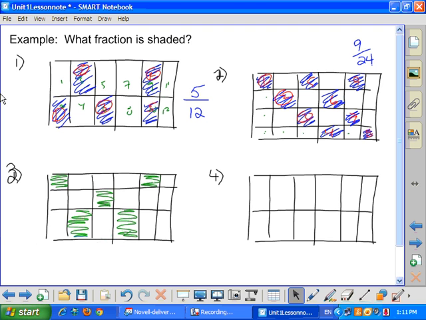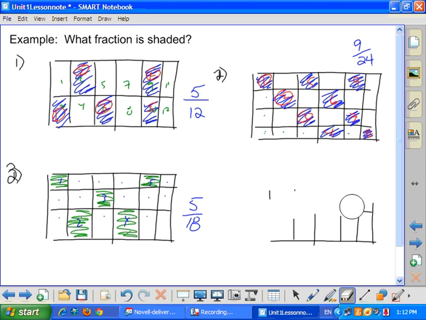Okay, so again, counting up the pieces, 1, 2, 3, 4, 5, 6, 7, 8, 9, 10, 11, 12, 13, 14, 15, 16, 17, 18 pieces in this case. How many are colored in? 1, 2, 3, 4, and 5. All right, and we will leave it at that. 3 examples. It doesn't really matter what the shape is. It could be a circle, so it could be a pizza, it could be a pie. Okay, so you're looking at how many parts have been colored in.